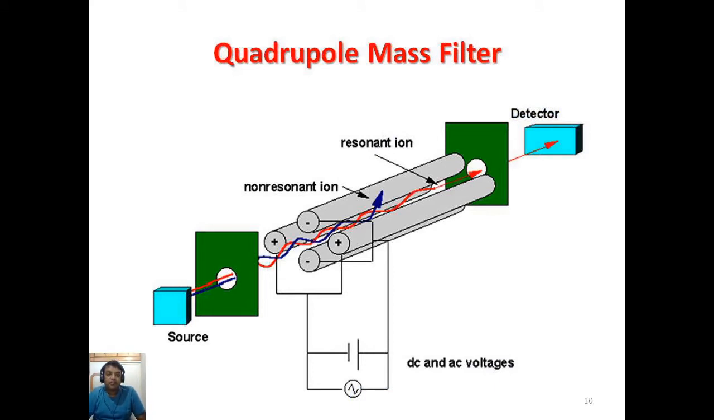The next topic is the mass filter, starting with the quadrupole mass filter. A mass filter filters out unwanted molecules, such as anions or radicals. These molecules do not have resonance, and because they have no resonance, they are not passed from the magnetic analyzer to the detector.